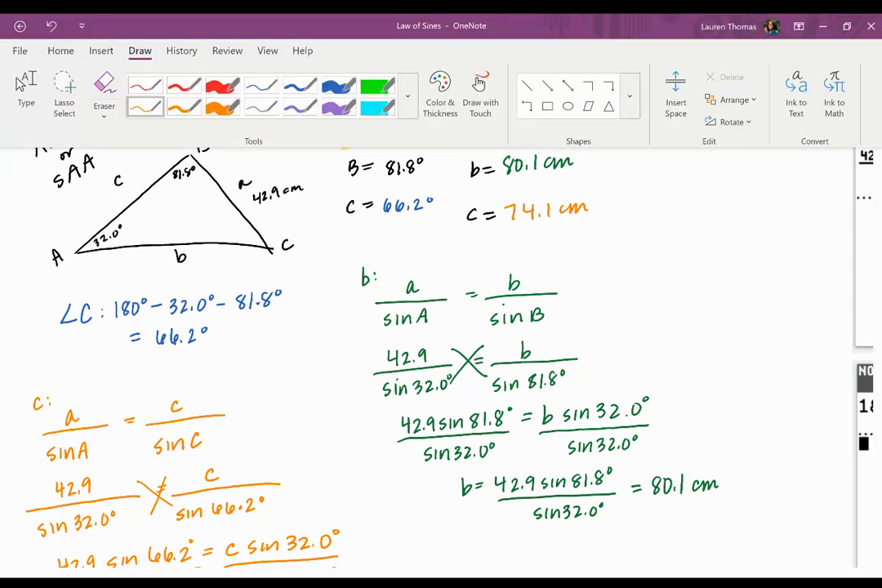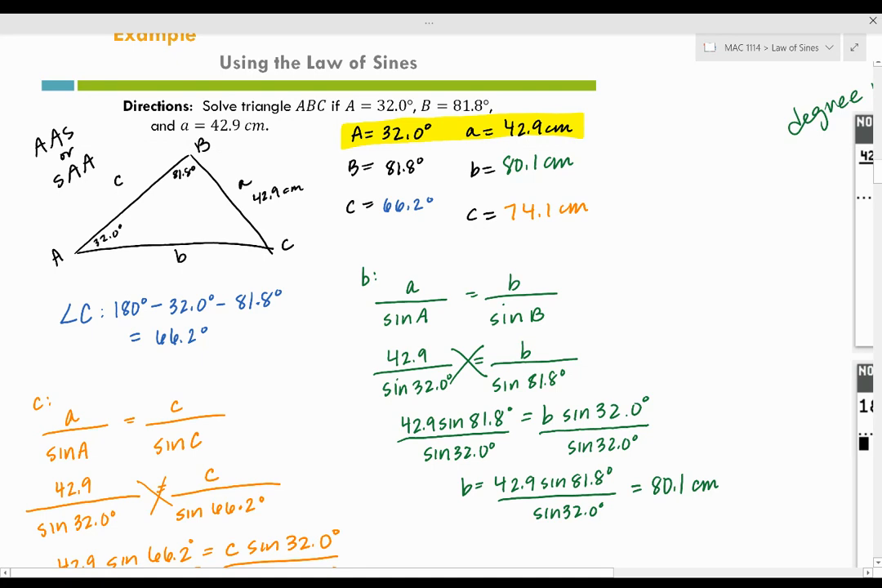So when we are answering this problem, we would give them everything that's in this table. This is the answer, okay? So we have all 6 measurements required. Cool.